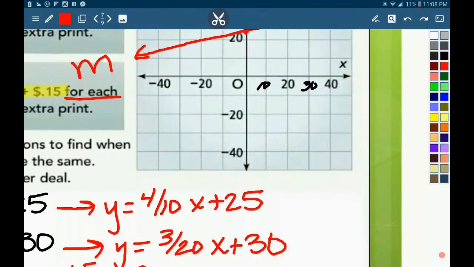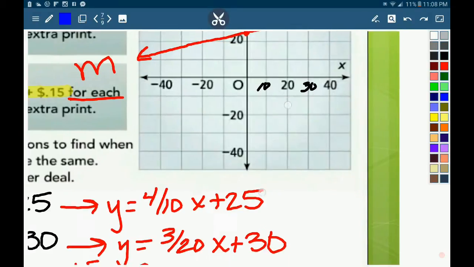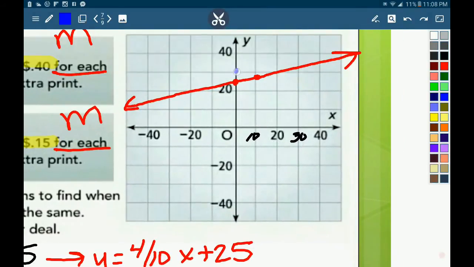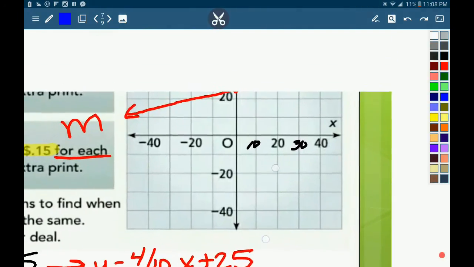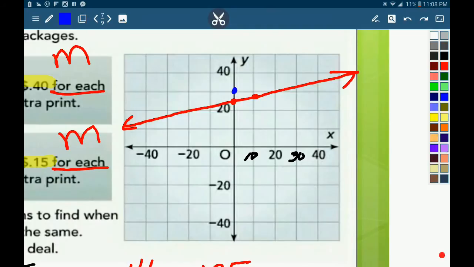The second equation, I see y-intercept of 30. And I need to rise 3, run 20. So rising 3 is going to just be this little tiny rise and running over to 20. Okay, now again, these lines are not perfect. They're really not.